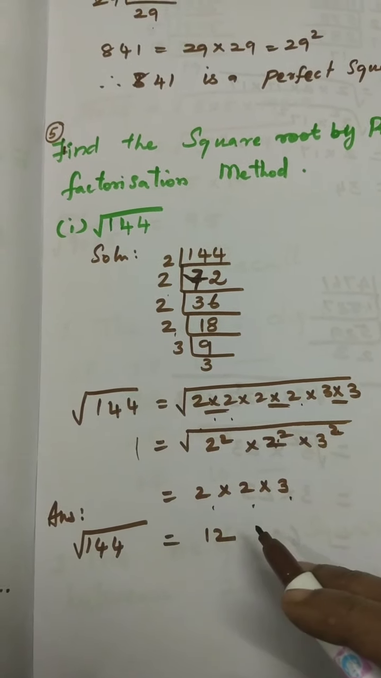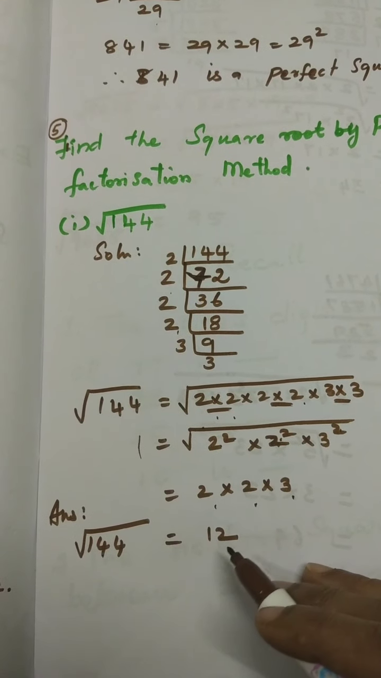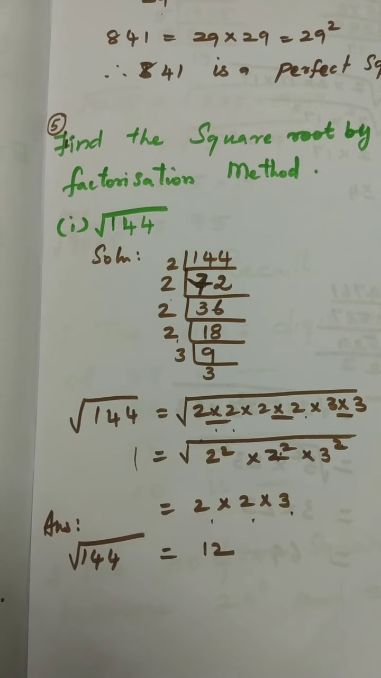Now this square root comes this side, which means it will come as square. Then 12 square is equal to 144. Okay.